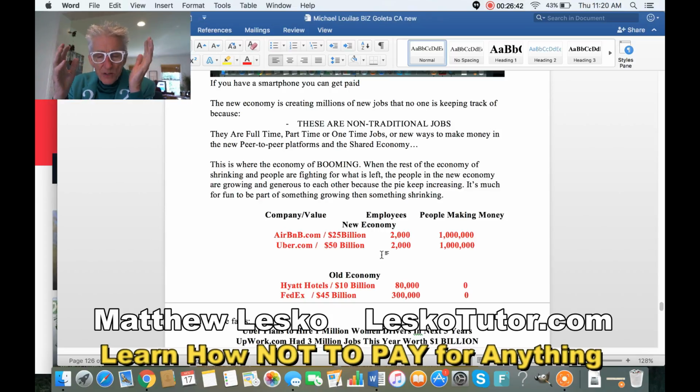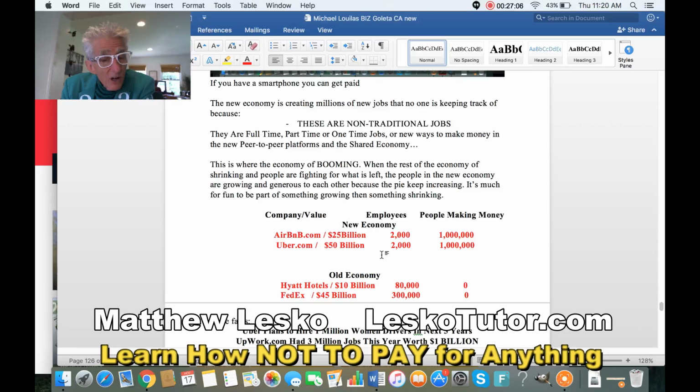That's worth like 2.5 Hyatt hotel businesses. But they only have 2,000 or 3,000 employees. Hyatt Hotel has 80,000. So they're not creating jobs, but they're creating income. There are 1 million people making money off of Airbnb because they have that extra room. That's right. The same way with Uber.